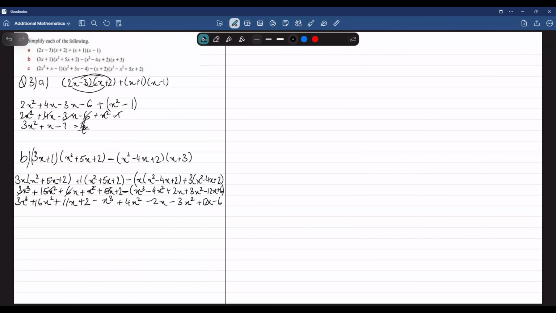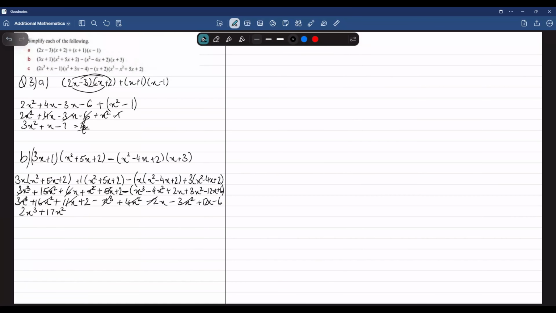Now simplify this. 3x cubed minus x cubed would give us 2x cubed. So 2x cubed here. 16x squared plus 4x squared is going to give us 20x squared. 20 minus 3x squared is equal to 17, so there's positive 17x squared. Then we have 11x minus 2x. So we have got 11 minus 2 is 9. And what is another one? Yeah, so 9.